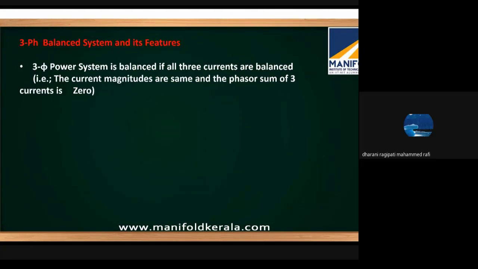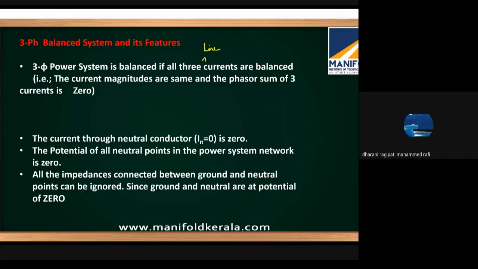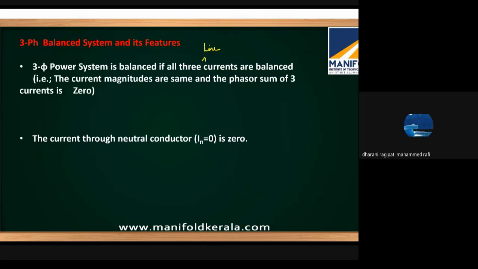Okay, so what is the conclusion? A three phase power system is balanced if all the three line currents are balanced, that is the current magnitudes are the same and the phasor sum of three currents is 0. The current through the neutral conductor is 0 in a balanced three-phase system. The potential of all neutral points in the power system network is also 0. In a balanced system, the potential of any neutral point is equal to 0, which is the same as the ground potential. Ground potential. Okay.